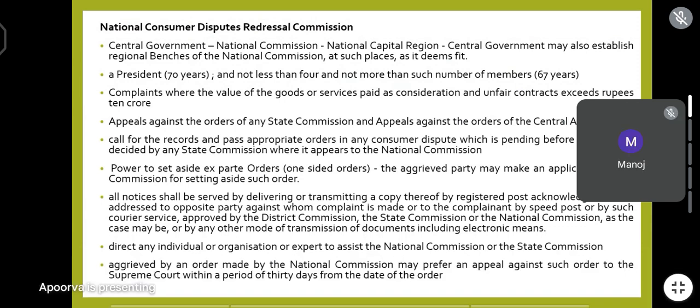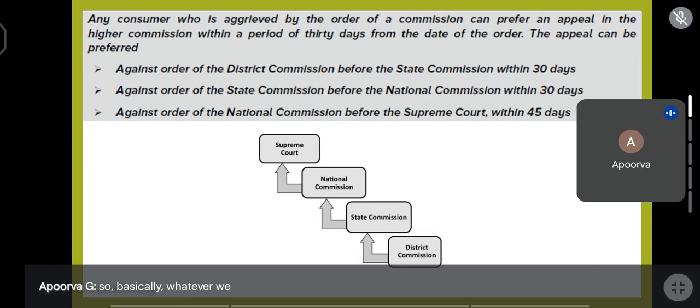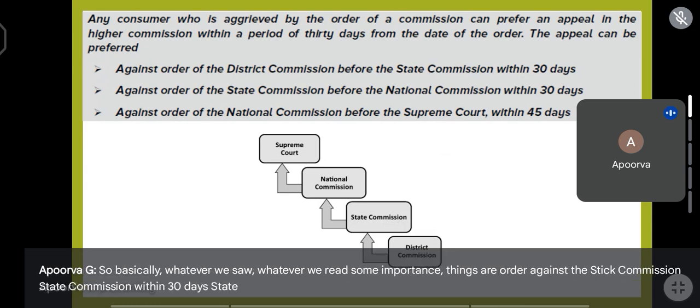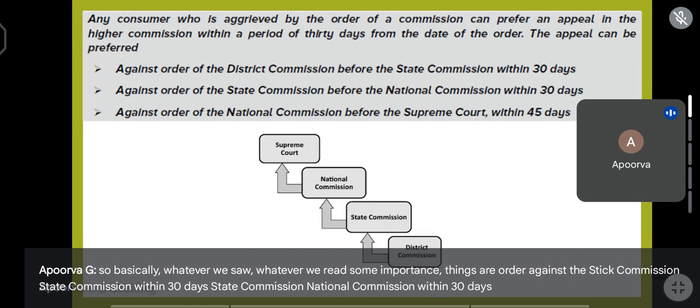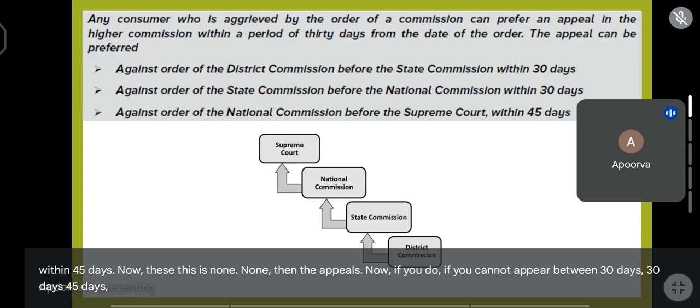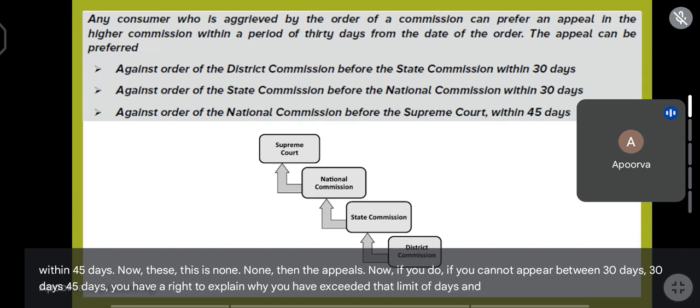So basically, whatever we saw, whatever we read, some important things are: an order against the district commission can be appealed to the state commission within 30 days; from the state commission to the national commission within 30 days; and from the national commission to the Supreme Court within 45 days. Now, this is none other than the appeals. If you cannot appeal within 30 days or 45 days, you have a right to explain why you have exceeded that limit of days, and you can file a fresh case.